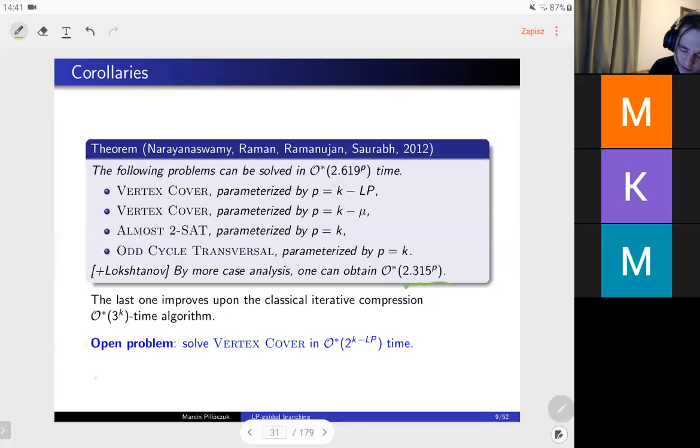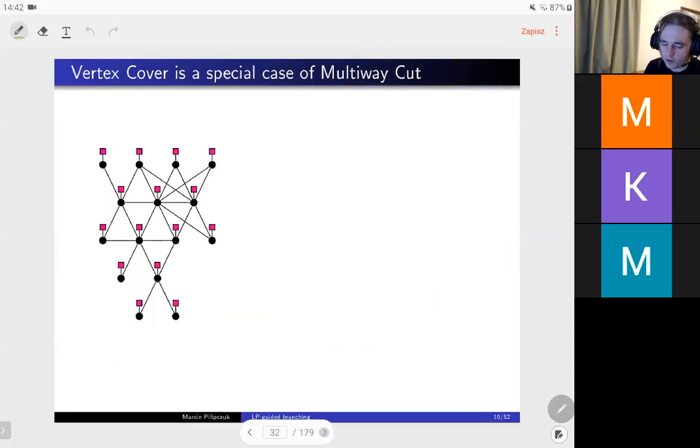We have got the half integrality, and we have got this persistence that allows us to fix the decisions of the LP for the integral solution as well. Okay, and you may ask the question, in which other problems do we have an LP relaxation with these two properties? And the answer is actually multi-way cut.